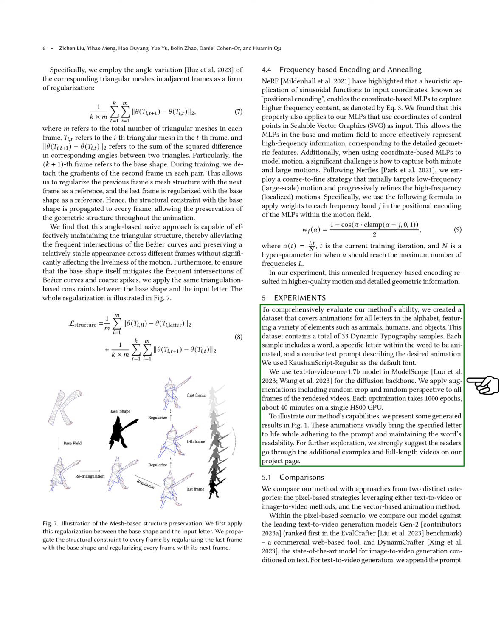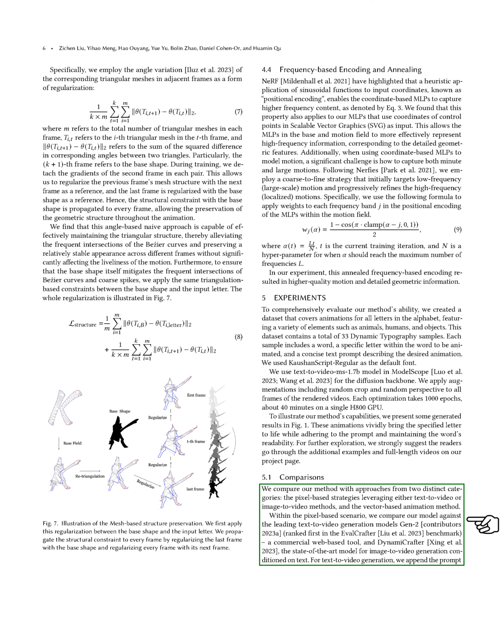Each optimization process took about 40 minutes on a single H800 GPU for 1000 epochs. We showcased some generated results to demonstrate how our method brings the specified letter to life while maintaining the word's readability. For more examples, we recommend exploring additional samples and full-length videos on our project page.